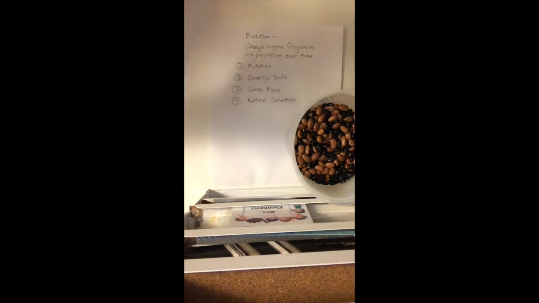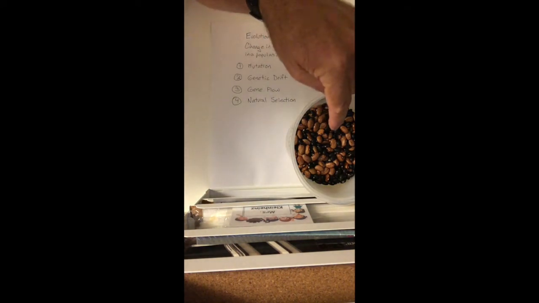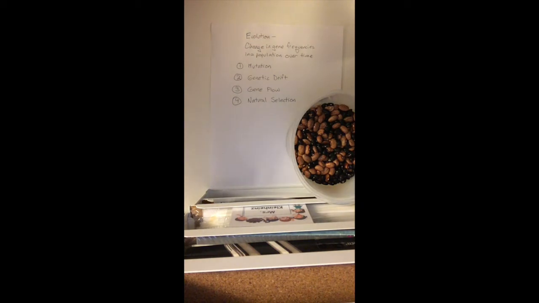So our population in this case, we're going to use this bucket of beans. I have some red beans in there and some black beans in there, and you're just going to take my word for it that it's 50% red, 50% black.